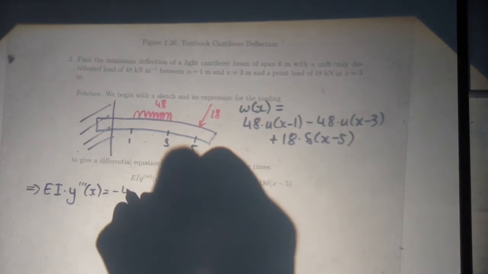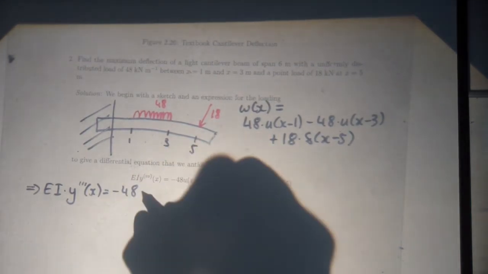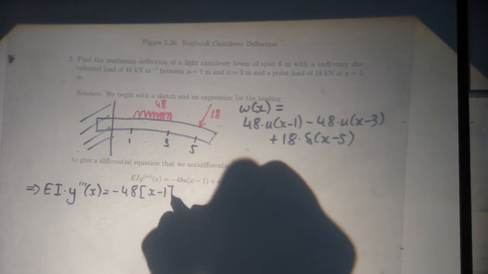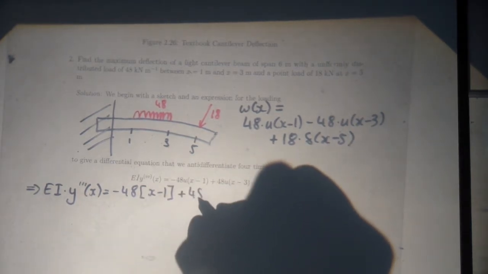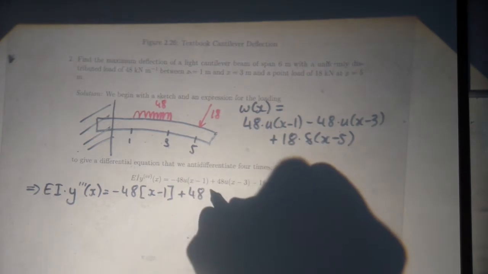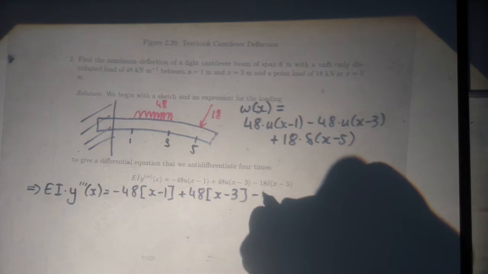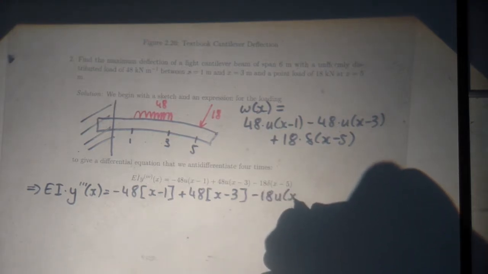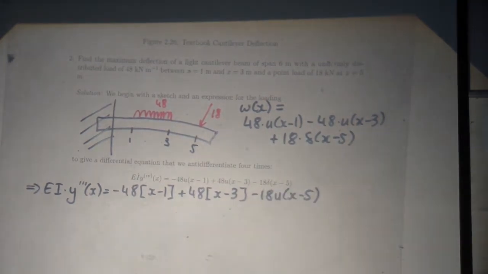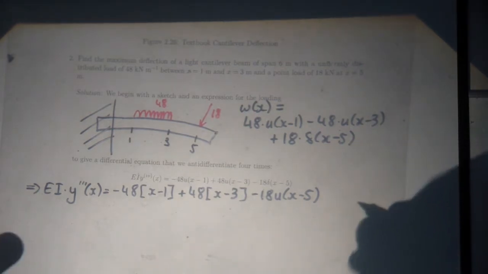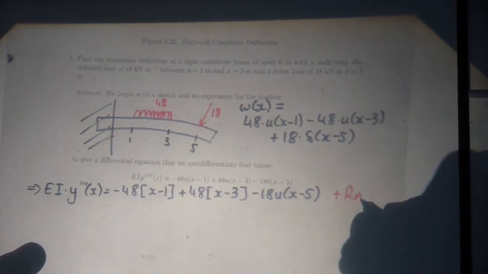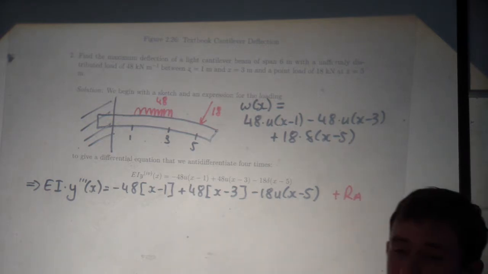Fix the minus 48. Antiderivative of u is square bracket. Plus, fix the constant 48. Antiderivative of u is square bracket. And careful, the antiderivative of delta is u. We pick up a constant here, which we should know this first one is RA. Now we go again, we want to anti-differentiate a second time.